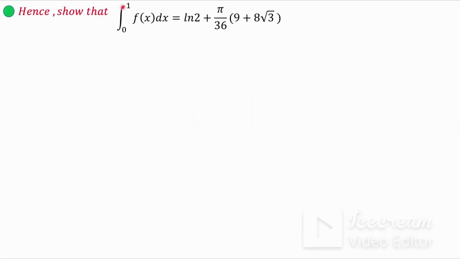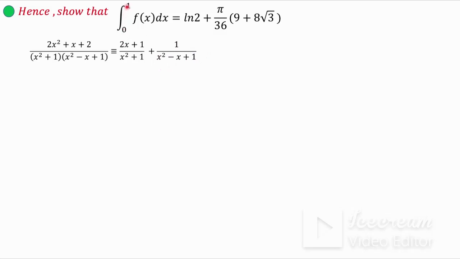In the next part of the question, we have been told to hence show that the integral from 0 to 1 of f of x dx equals ln 2 plus pi divided by 36 times 9 plus 8 square root of 3. To do this, we had this function expressed in partial fractions as 2x plus 1 divided by x squared plus 1 plus 1 divided by x squared minus x plus 1.